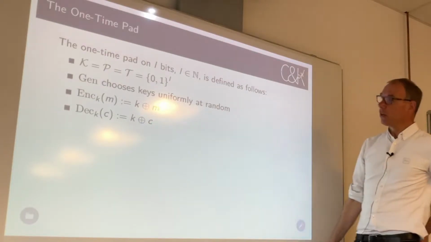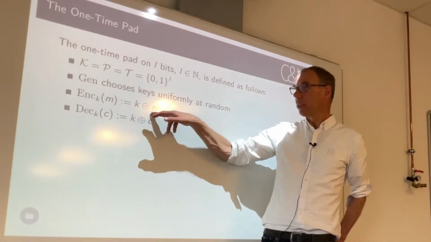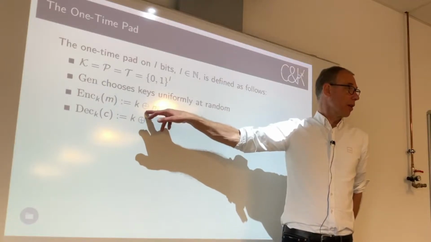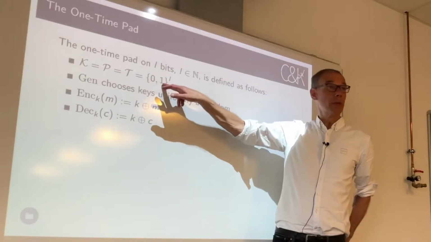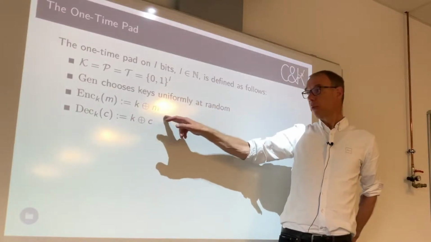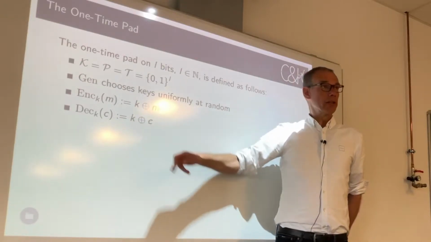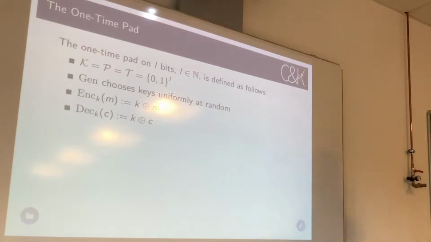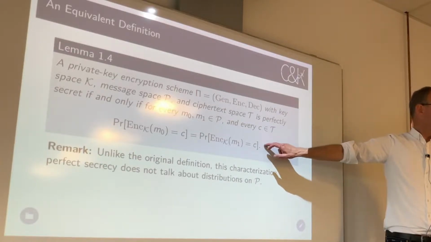The key generation algorithm chooses keys uniformly at random, and then the encryption is simply done by component-wise XORing the key and the message, bitwise, which is possible because both keys and messages have L bits. And the decryption is done similarly. If you decrypt, you XOR K twice to M, and that gives you M back. And one can easily see that this definition here is satisfied by the one-time pad.